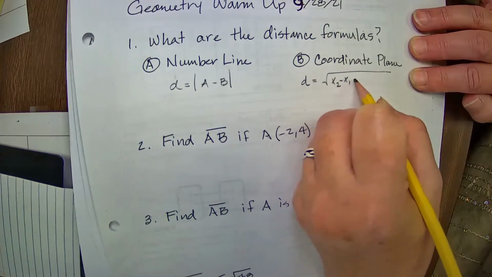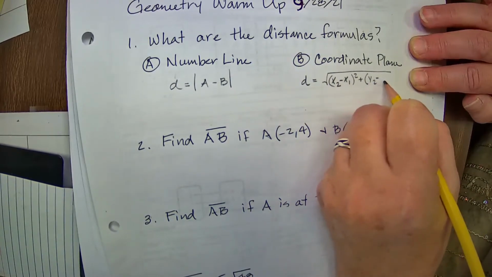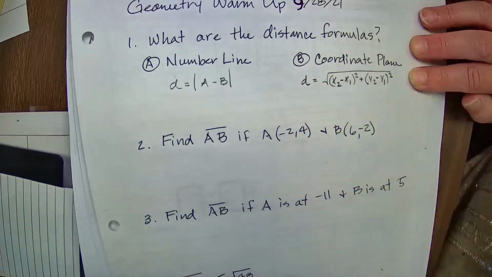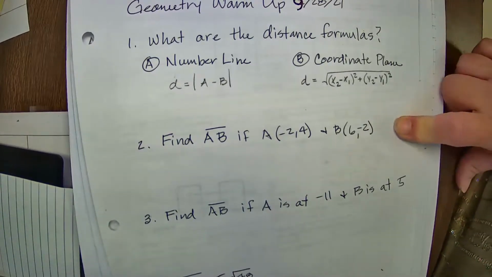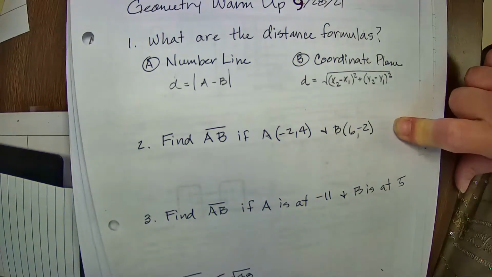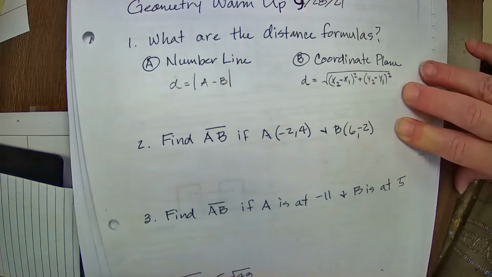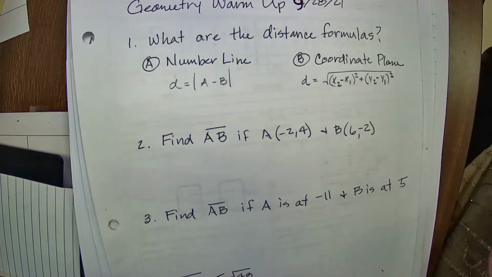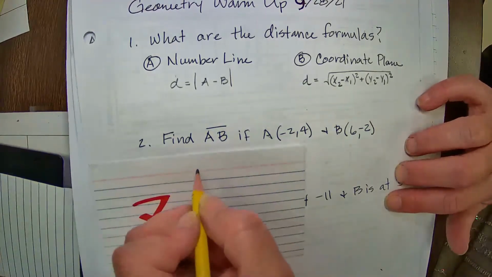The formula is the square root of x2 minus x1 squared plus y2 minus y1 squared. There you go. So find AB if A is negative 2, 4, and B is 6, negative 2. Obviously that's on the coordinate plane, so we're going to do the giant square root one.